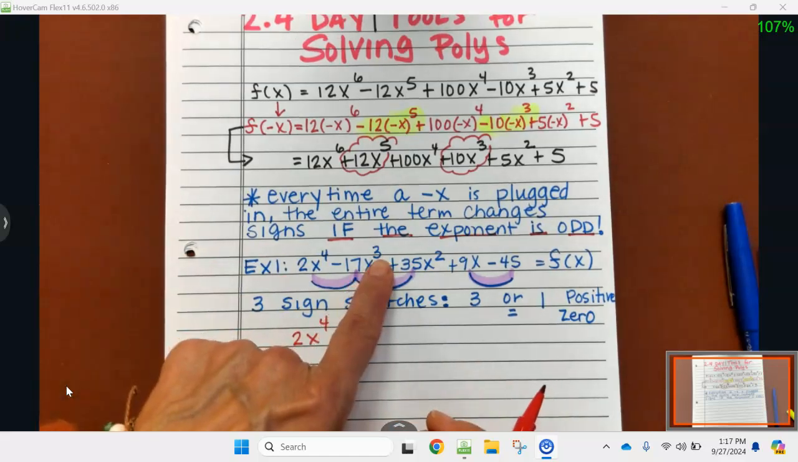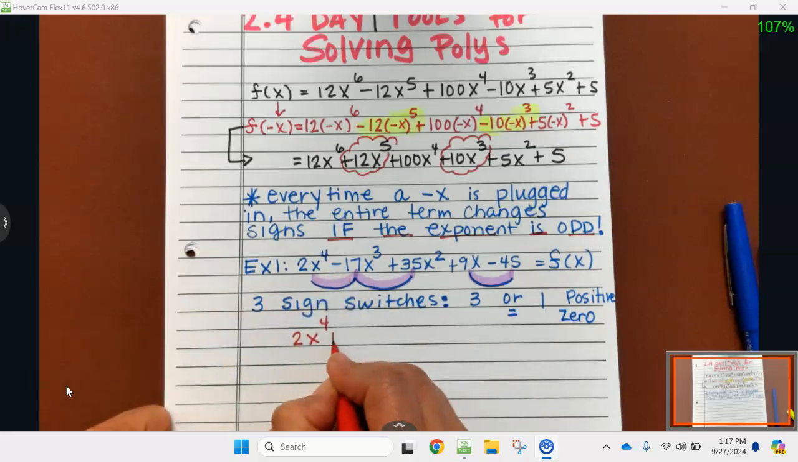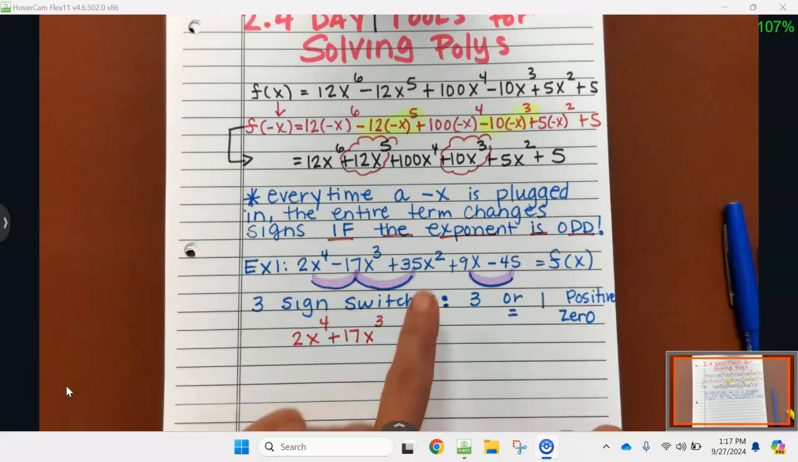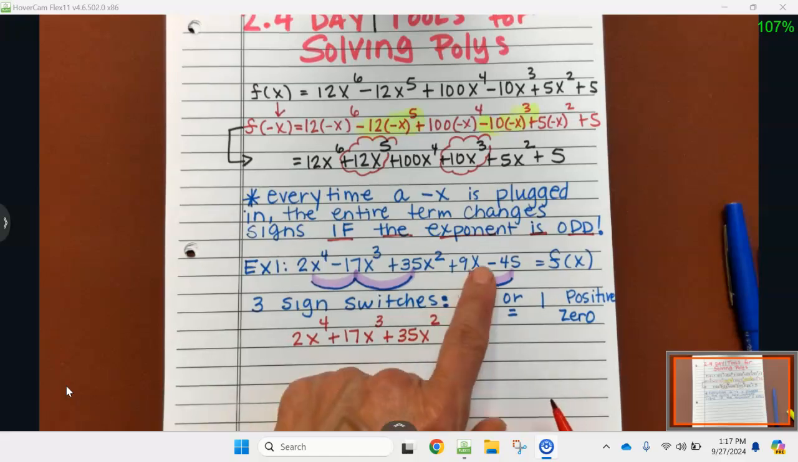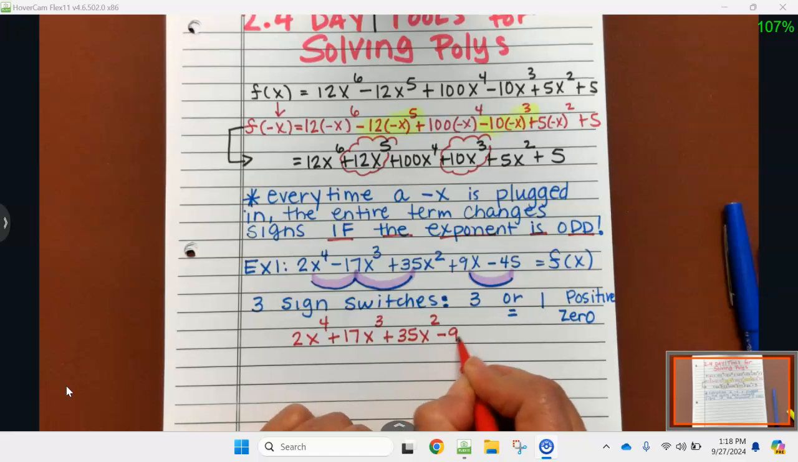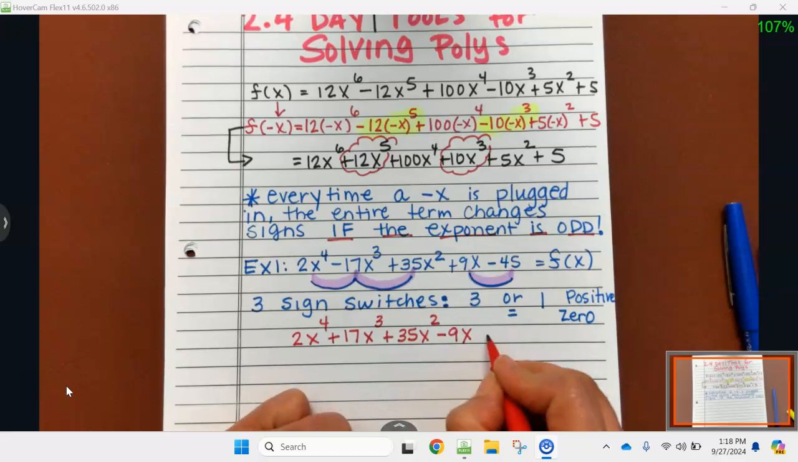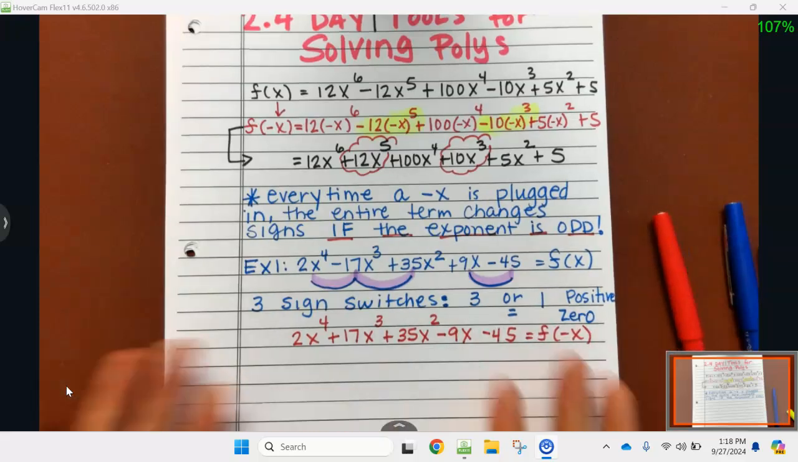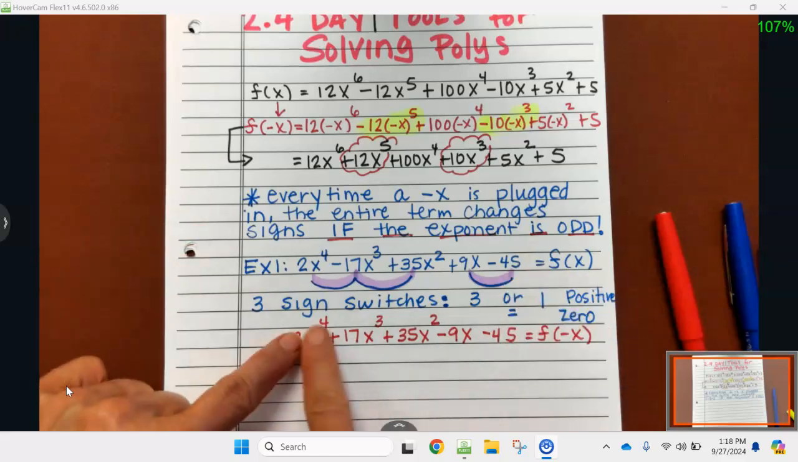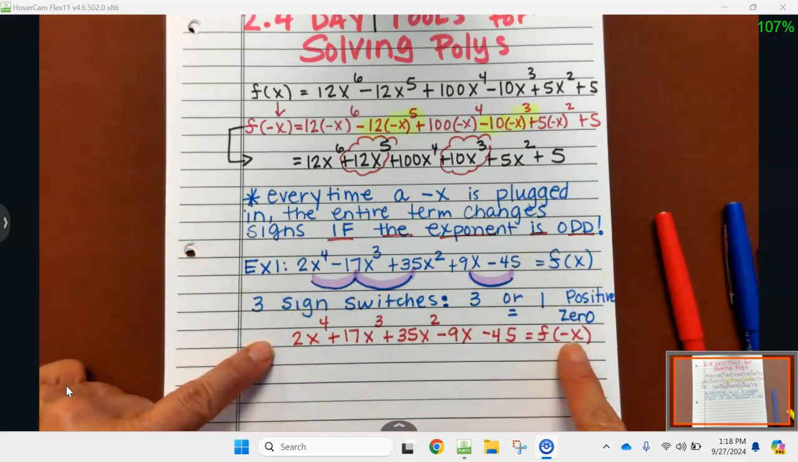But look, that's odd. So that's not going to be negative 17 anymore. It's going to change signs to a positive. This was an even exponent, so I'm just going to copy this term. It's not going to change at all. But look, this 9x to the first power, that's going to change signs when I put a negative x in there. And again, that's a constant, so it doesn't change at all because we don't even have an input for it.